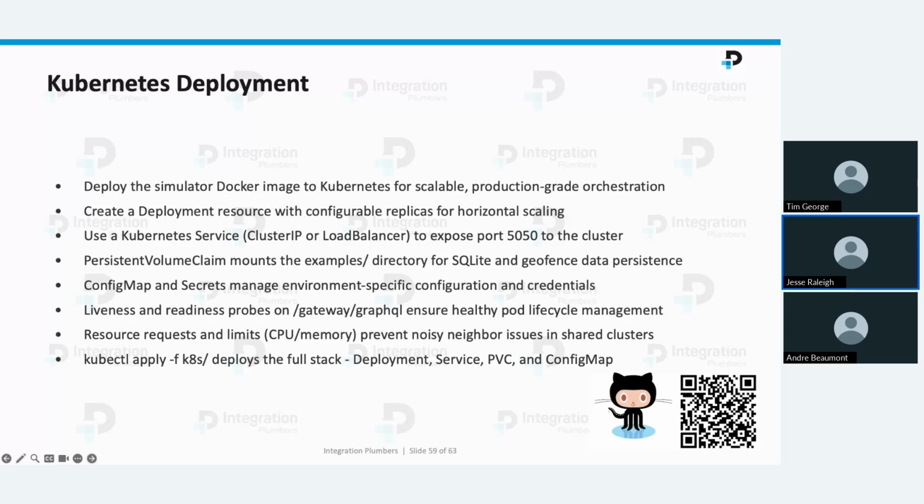The liveness and readiness probes are configured to hit the GraphQL gateway endpoint. If the simulator becomes unresponsive, Kubernetes will automatically restart the pod. The readiness probe ensures traffic is only routed to pods that are fully initialized and ready to serve requests. For teams already using Kubernetes for their OTel collector deployment, running the simulator in the same cluster simplifies networking and reduces the operational overhead of managing separate testing environments.